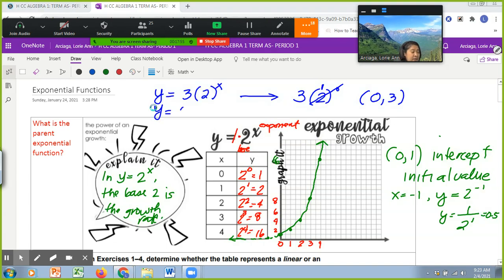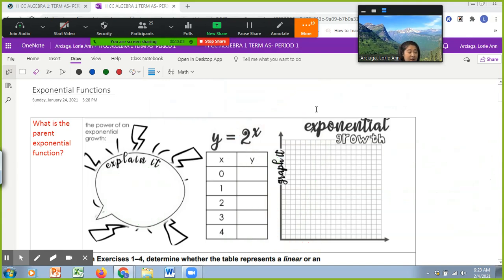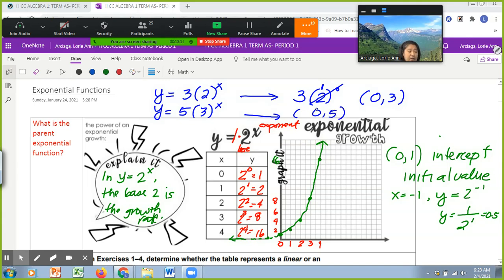Suppose I have y is equal to 5 times 3 to the x. What is your initial value, or what is your y-intercept? 5. Very good, Giselle. So (0, 5). Now what about the growth rate? The growth rate is the number that we multiplied earlier, remember? Like 1 times 2 times 2 times 2. That's the growth rate because the base is 2. Now what's the growth rate for the first one?